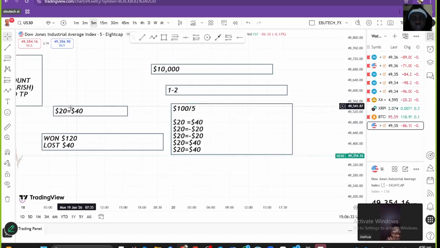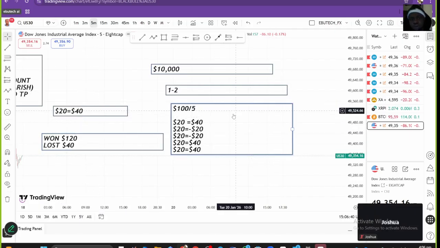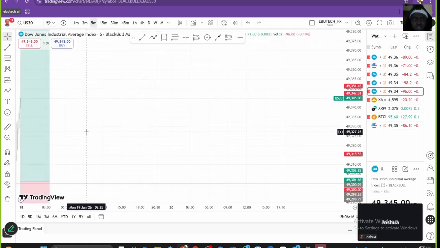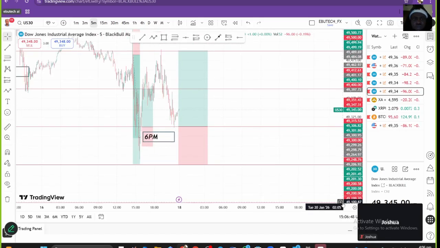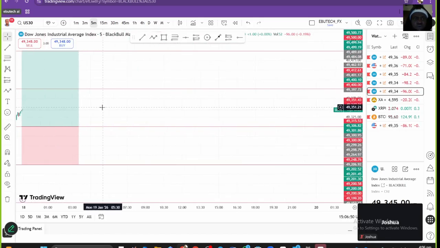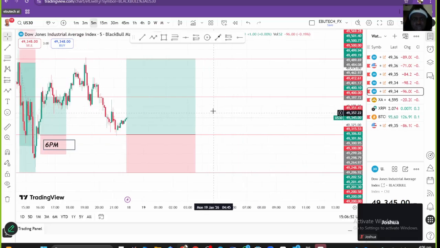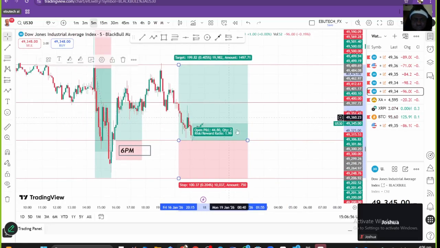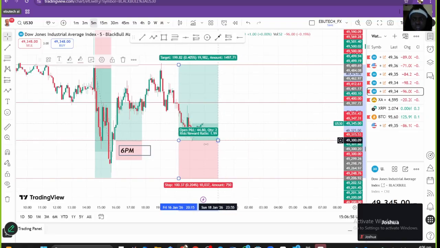Understood? So now let's do a small practical example of it. I will show you guys the chart. Now this is my chart. Can you guys see my chart?